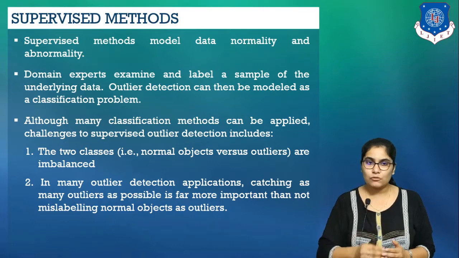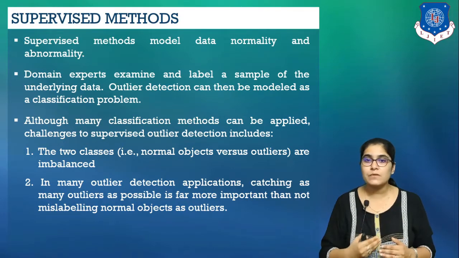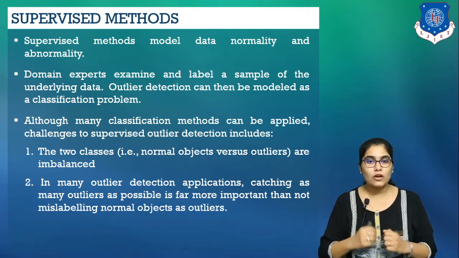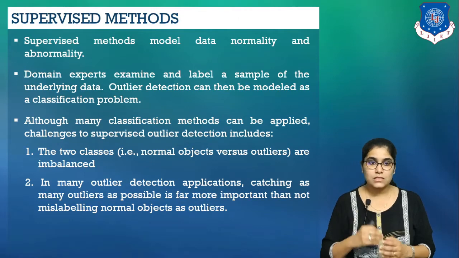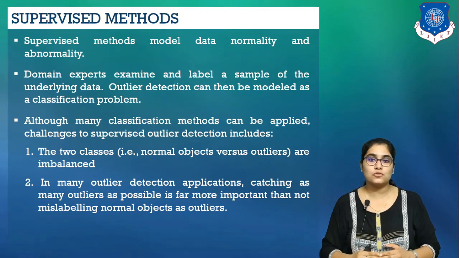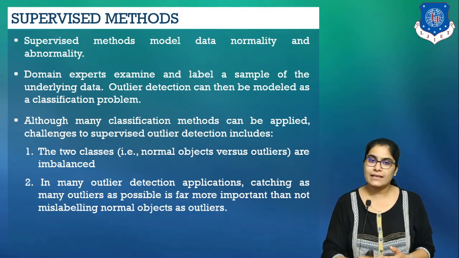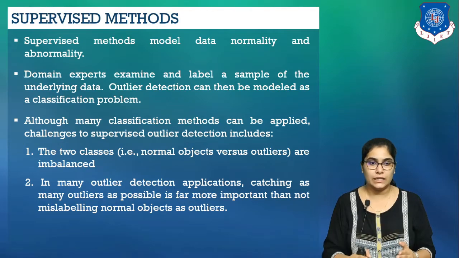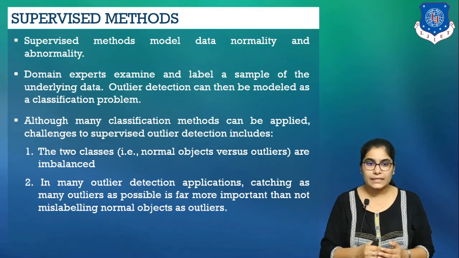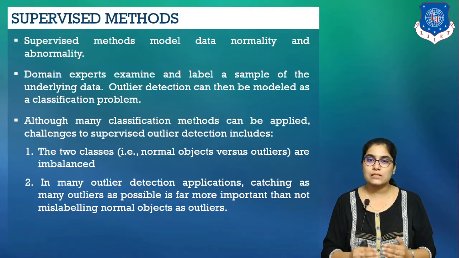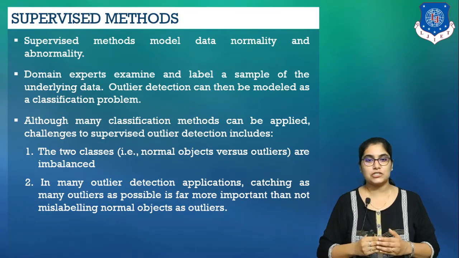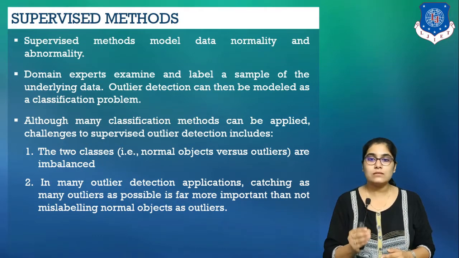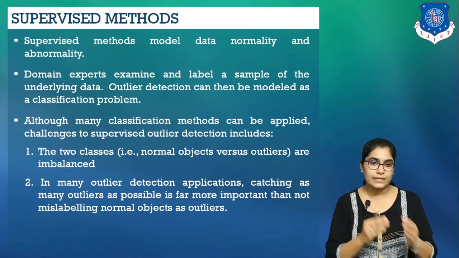Second, in many outlier detection applications, catching as many outliers as possible is far more important than not mislabeling normal objects as outliers. Consequently, when a classification method is used for supervised outlier detection, it has to be interpreted appropriately so as to consider the application interest in recall. In summary, supervised methods of outlier detection must be careful in how they train and how they interpret classification rates due to the fact that outliers are rare in comparison to the other data samples.